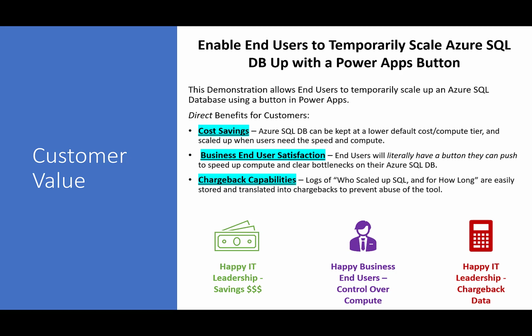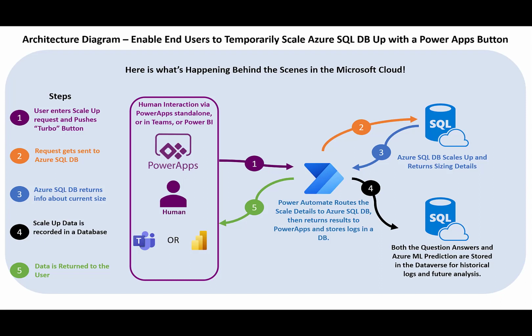And then thirdly, you can use this method for chargebacks. Now, there are ways to get administrative level information on who's scaling things up and scaling things down. Generally, though, that's going to require some administrative API access. With this method, it's very simple to record who hit the turbo button, how long they scaled it up for, what they scaled it up to, and you could even add some custom fields to ask them why they had to do it.